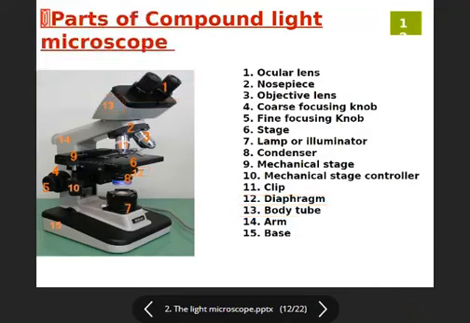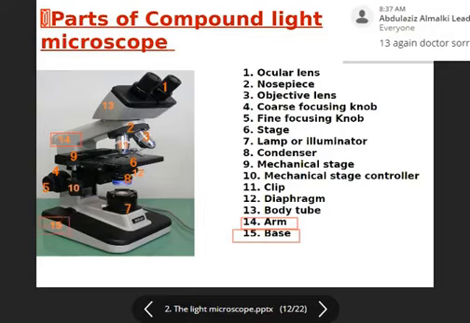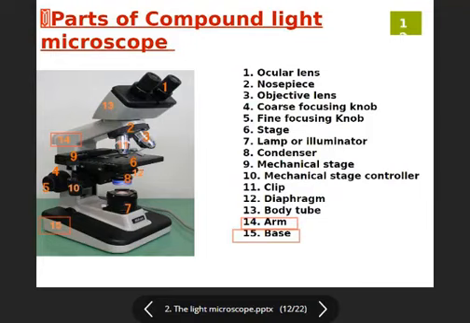Now number 14. Number 14 is the arm. Where is the arm? This is the arm. This arm is used to hold the microscope. When you move the microscope, you will hold it from here. And last thing is the base. This is the base. Okay, no problem. Number 15 is the base. You understand the base? Now I will repeat number 13.